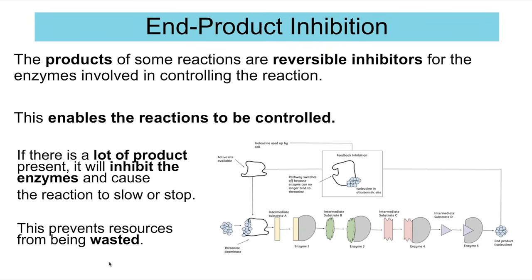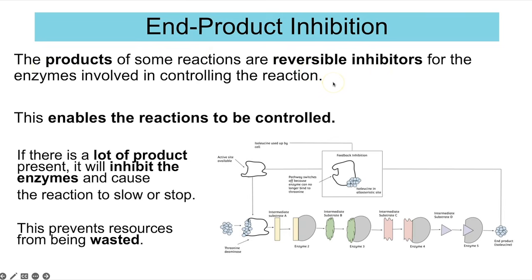Now, enzyme inhibitors: often what people think is, what is the point of an enzyme inhibitor? Sometimes they are just harmful, they are poisons, things like cyanide, for example. But some of them are actually very beneficial and naturally occur in our bodies. And it's this concept of end product inhibition. What this means is the products of some reactions are actually reversible competitive inhibitors.